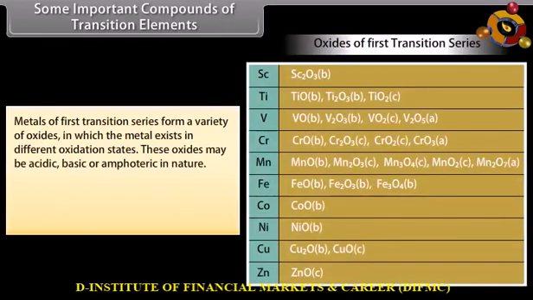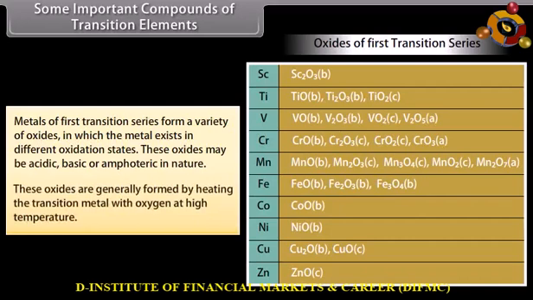Metals of the first transition series form a variety of oxides in which the metal exists in different oxidation states. These oxides may be acidic, basic, or amphoteric in nature. Stable oxides have been shown in bold type. A indicates acidic, B indicates basic, and C indicates amphoteric nature of the oxide.